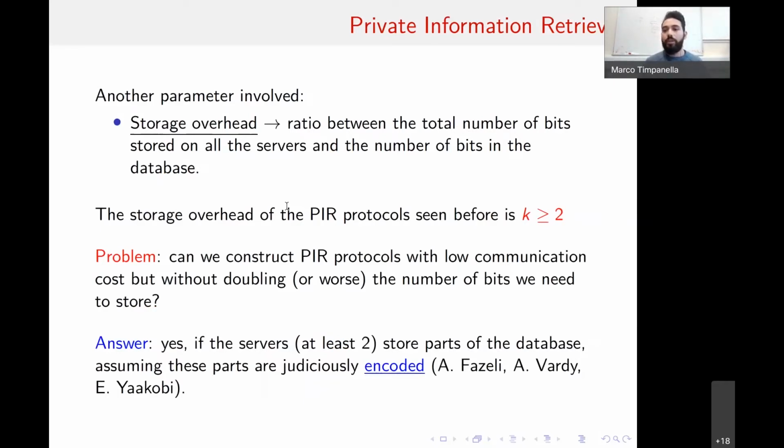However, if the database is very large, this approach could be unfeasible for certain applications. So the question is, if we can obtain private information retrieval with a low communication cost, but also with a lower storage overhead, so without doubling or worse the number of bits that we need to store. And Fazeli, Vardy, and Yaakobi proved that this is actually possible if we assume that the database is first encoded in a particular way, and then this encoded version of the database is divided among several servers.